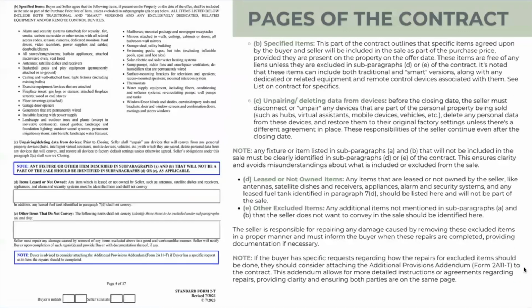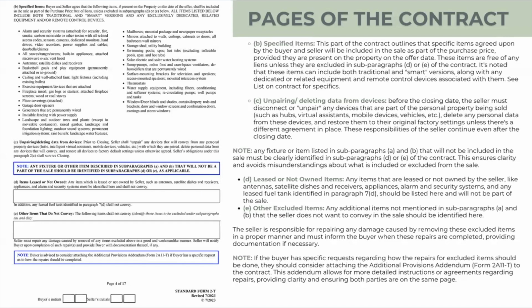B covers specified items. So this part of the contract outlines that specific items agreed upon by the buyer and seller will be included in the sale as part of the purchase price, provided they are present on the property on the offer date. These items are free of any liens unless they are excluded in subparagraph D or E of the contract. It's noted that these items can include both traditional and smart versions, along with any dedicated or related equipment and remote control devices associated with them. See the list on contract for specifics.